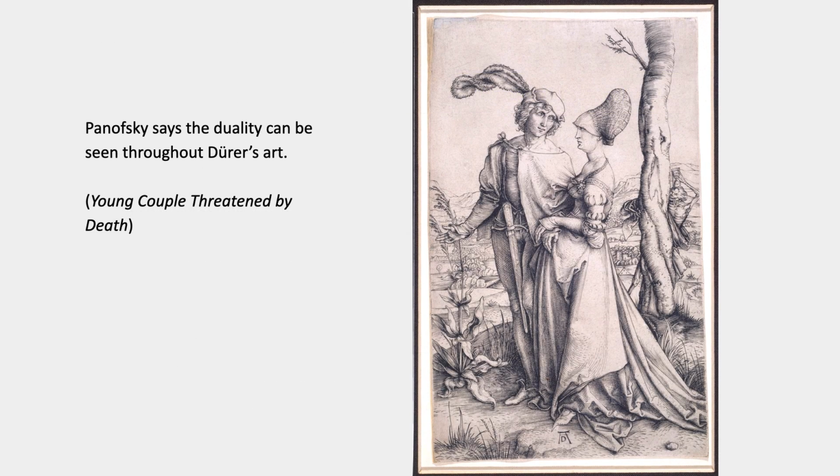So I'll show you how this works in Panofsky's book. He says that you could see this duality all through Albrecht Dürer's art. This is a print called Young Couple Threatened by Death.